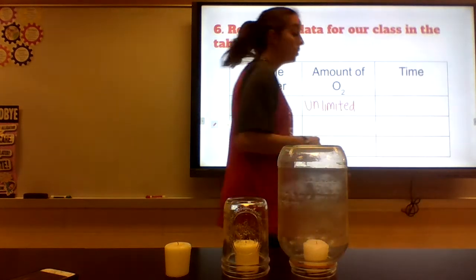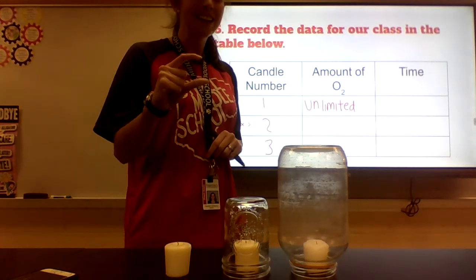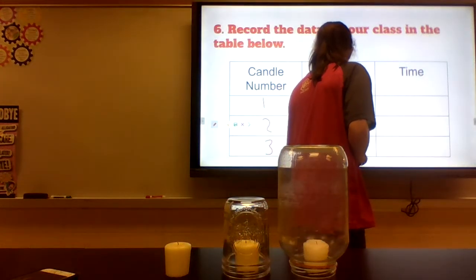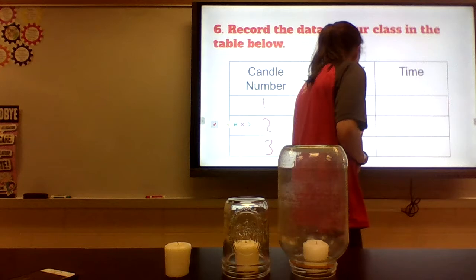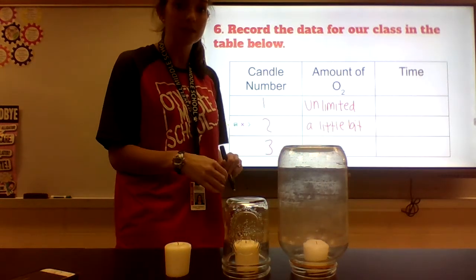All right. So then candle number 2. Candle number 2 has a small jar. So we're just going to say it has a little bit of oxygen. And again, I'll move the camera closer here in a moment. So if you can't see it great, you'll be able to see it here in a second.